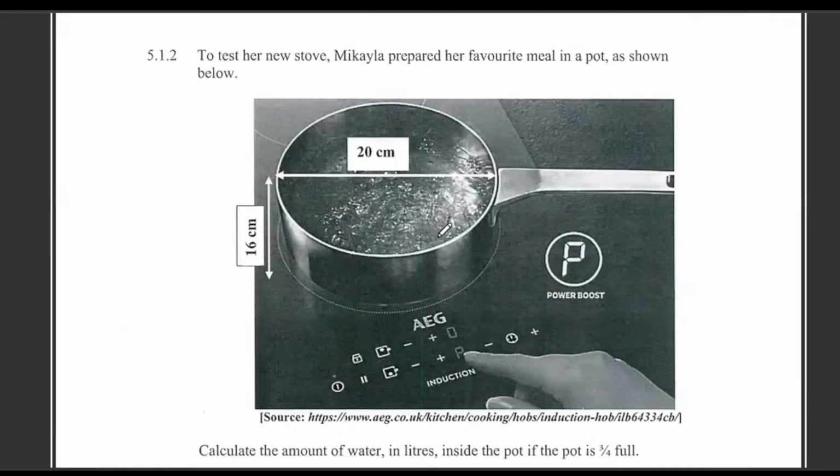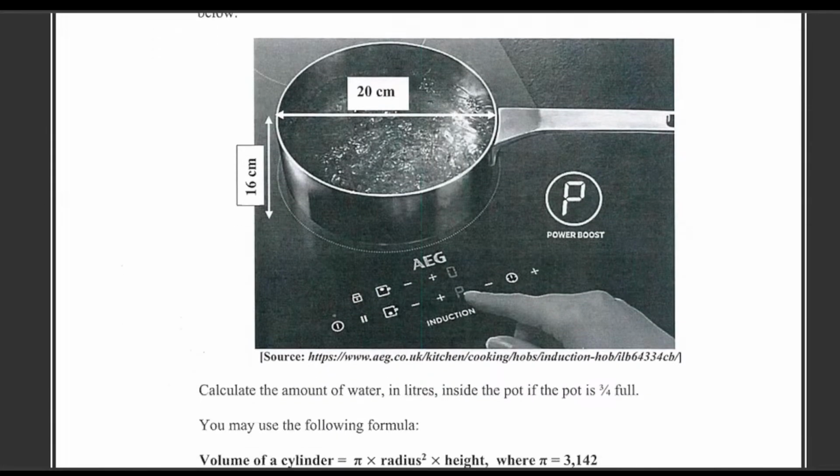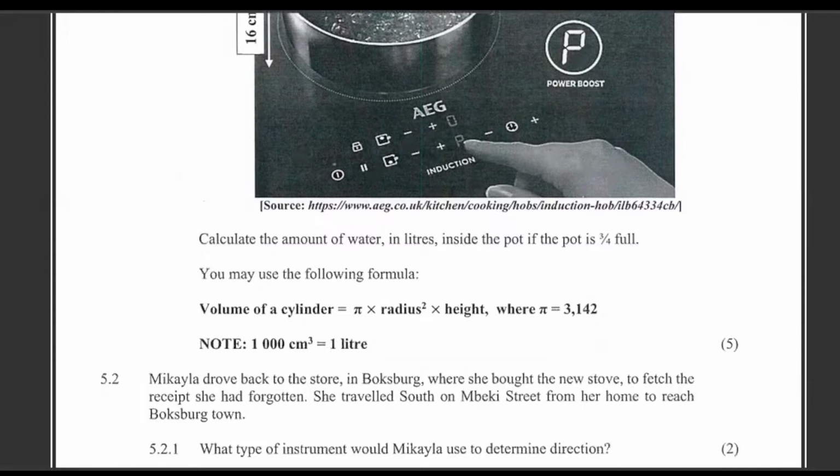5.1.2. The test. To test her new stove, Mikhail prepared her favorite meal in a pot as shown below. So they're telling us, calculate the amount of water in liters. Take note of that. Amount of water in liters inside the pot if the pot is 3/4 full. Why isn't it 100% full? Because you can't boil at that. All right? Okay, it's fine.